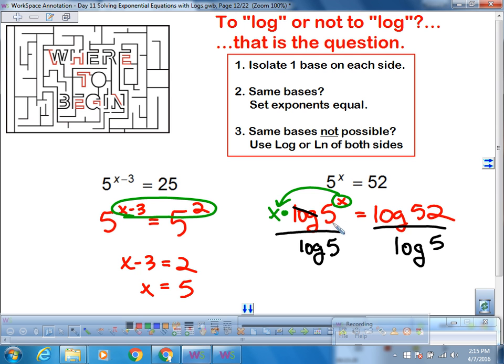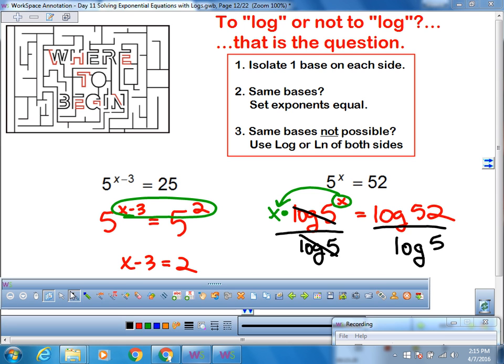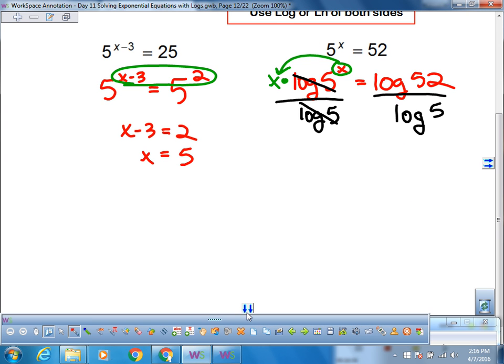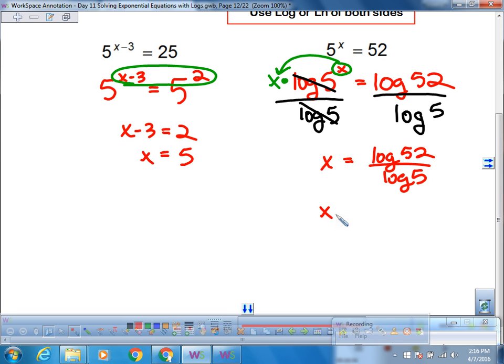So log 5 goes away, and I'm left with x equals log 52 over log 5. Put it in the calculator: 2.455 and so on. Are we good? Thumbs up, thumbs down, thumbs sideways. Okay. Ready? Moving on.